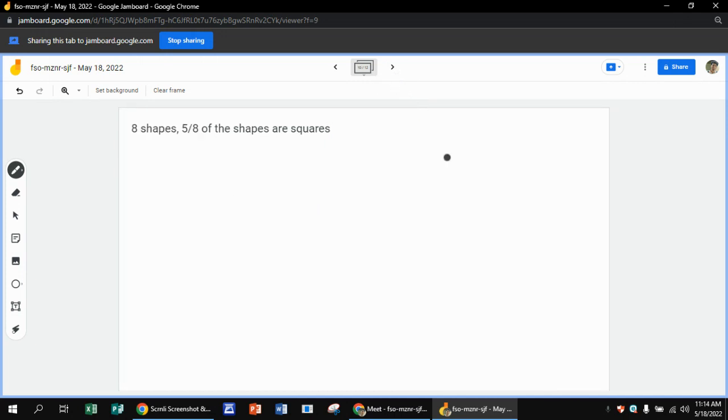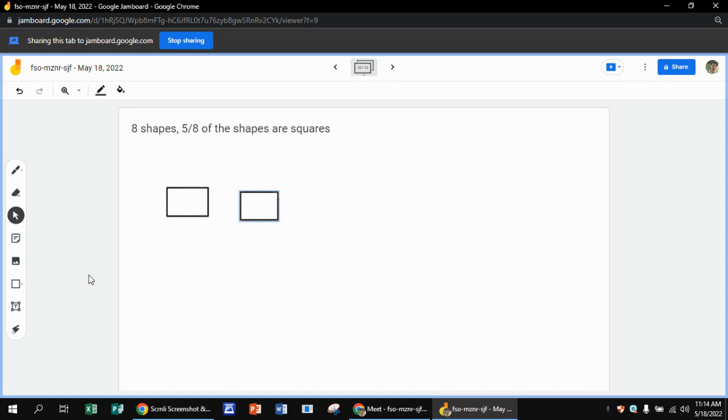So, next one, how many squares are we going to draw? It says that we need 8 shapes, and 5 over 8 of the shapes are squares. So, how many squares do we need to draw? 5. 5 squares. Very good. So, we need to draw 5 squares.